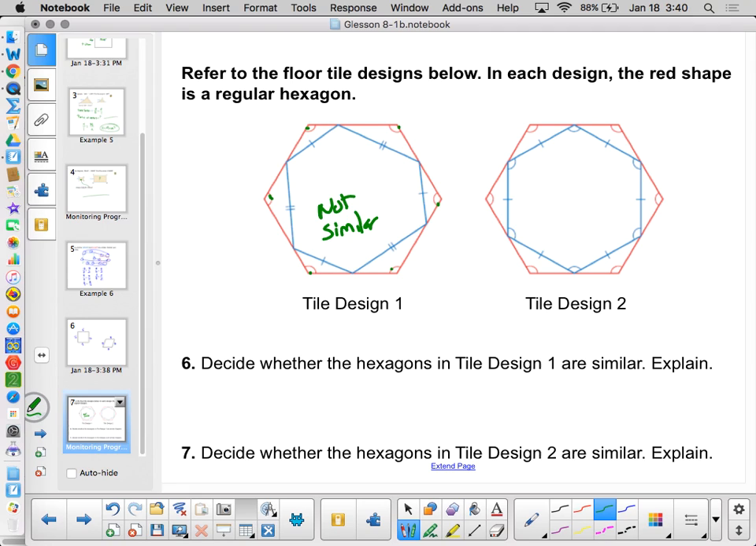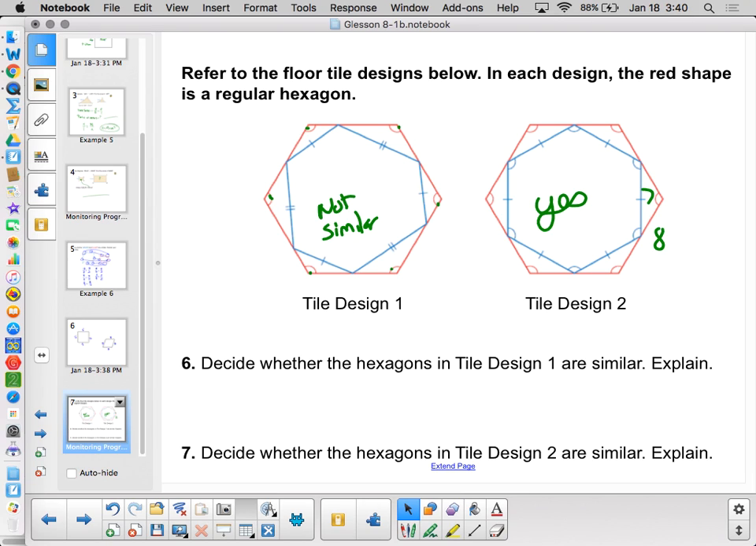In the second design, all the sides in the red hexagon are congruent, and all the angles in the red hexagon are congruent. Same with the blue, just smaller. So if all these sides are 8 and all these sides are 7s, obviously these are going to be similar polygons. So this is yes. All corresponding sides are proportional, and all corresponding angles are congruent.